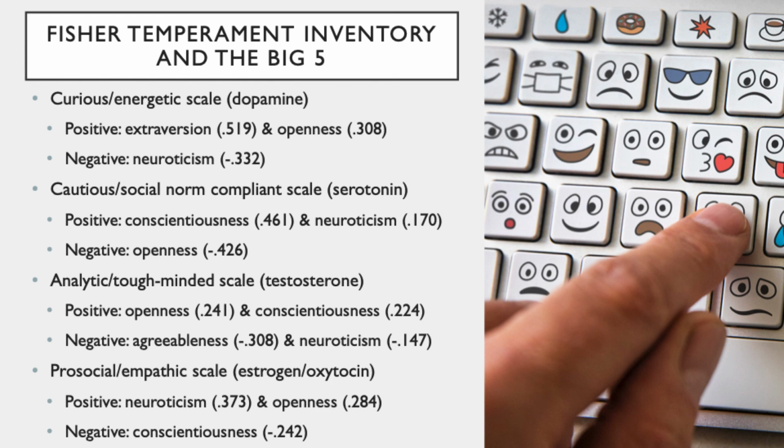Their research led to 4 temperament scales: curious energetic, which is related to dopamine, cautious social norm compliant, related to serotonin, analytic tough-minded, correlated with testosterone, and prosocial empathetic, linked to estrogen and oxytocin. The numbers on the slide beneath each scale represent the correlation between that temperament scale and the Big Five trait. I've only listed the statistically significant results.